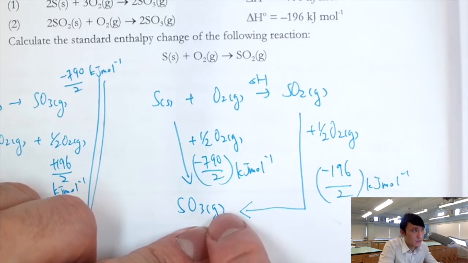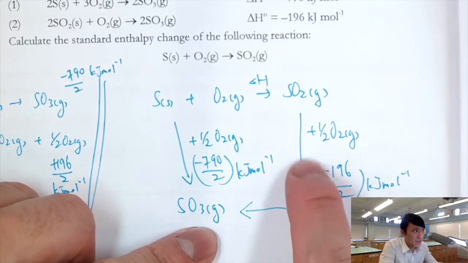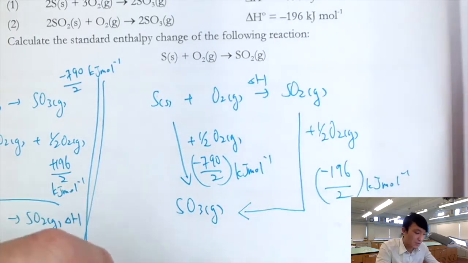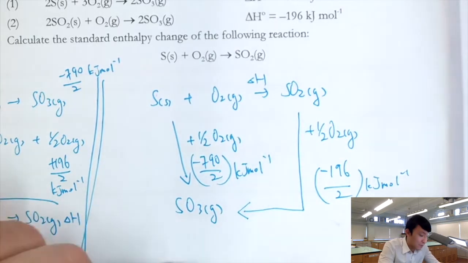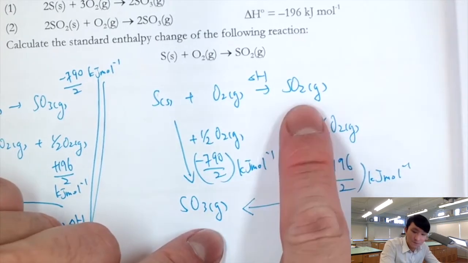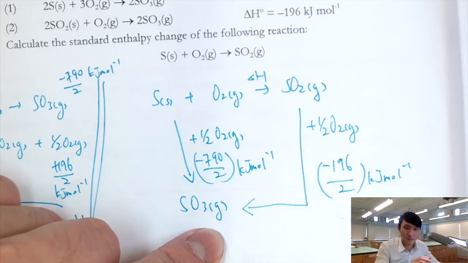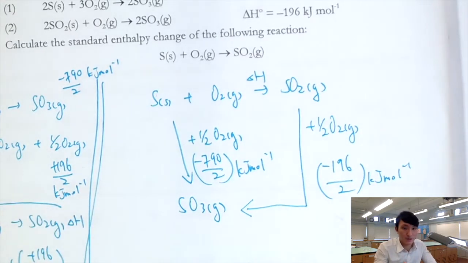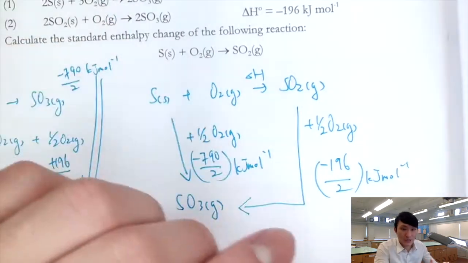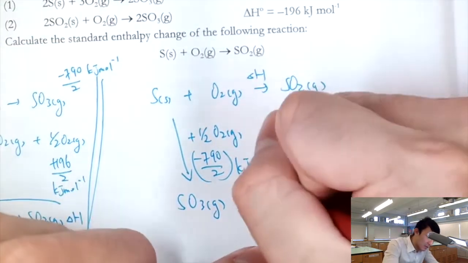Now, of course, you can do it another way around. You can have the SO3 reacts to form SO2. It's perfectly fine. It just suits yourself. If you're moving from here to here, let me just put it down. But this one is the alternative method. So in your real answer, you don't have to indicate both. You can also put it this way.